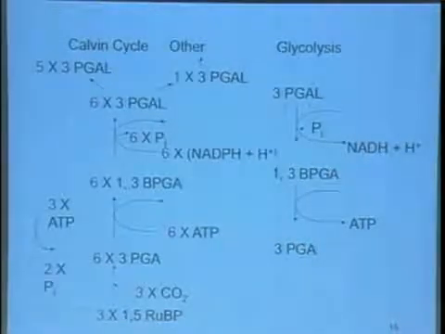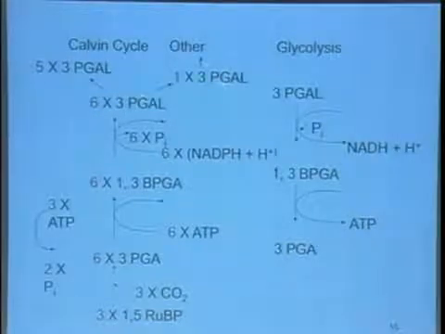This shows you the balance. So we have 3 CO2s, 6 three-carbon molecules, and we have to spend 6 ATP. Going to 6 of those, we have to spend 6 of these, and we get off 6 inorganic phosphates. The bottom line is we're going to be spending 6 ATP and 6 NADPH. We'll end up with 6 3-phosphoglyceraldehydes.